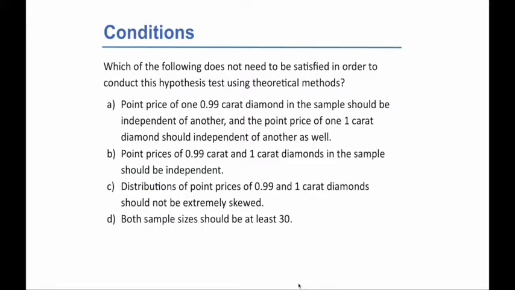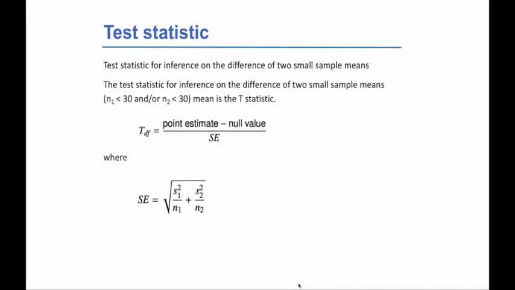Which of the following does not need to be satisfied in order to conduct this hypothesis test using theoretical methods? We do not need to have both sample sizes at least 30 if the distributions are not extremely skewed, right? The prices should be independent within samples and independent between samples, and we should check for skew and outliers, but if we do that, they do not need to be at least 30. Again, we are doing a t-test for the difference of two small sample means.